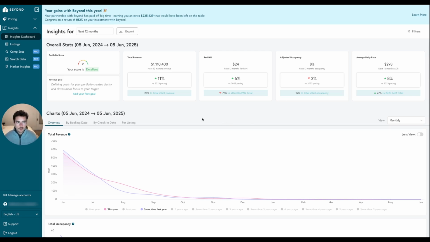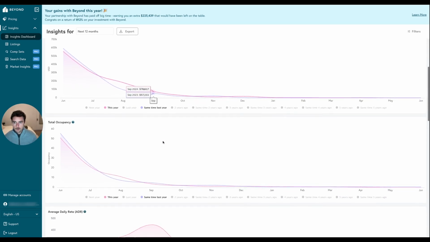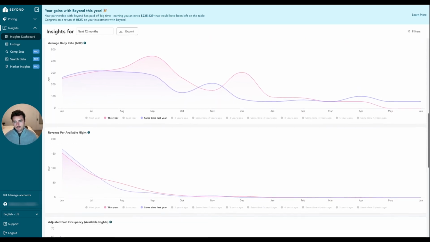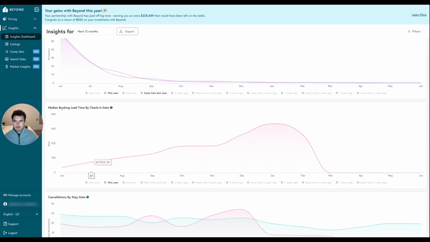So everything that's populated here is good to go. We're looking at insights for the next 12 months, overall stats here at a high level. We're really familiar with total revenue here, total occupancy, average daily rate as we scroll down, revenue per available night, and then we get to median booking lead time by check-in date. So if you need a refresher, we've got a tooltip here to help you understand how this data is calculated and really what to do with it.